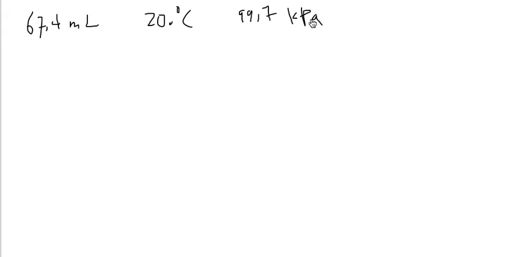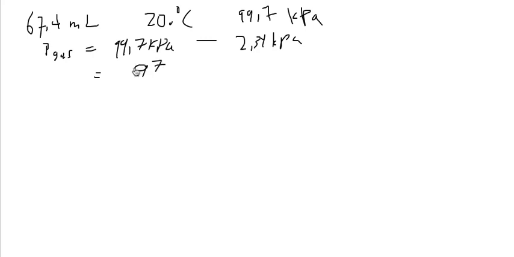So in this case, we're already given that the vapor pressure at 20 degrees Celsius is 2.34 kilopascals. And so the first thing we want to do is find the actual pressure of the gas, which is going to be equal to the atmospheric pressure minus the vapor pressure. And this is going to give us, plugging it into my calculator, 97.36.